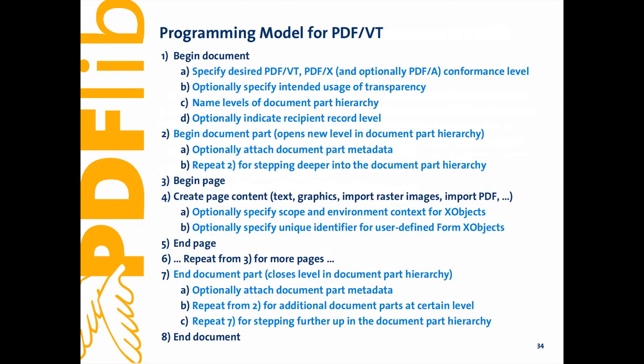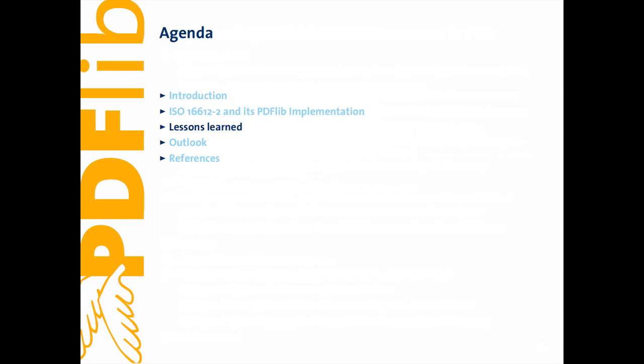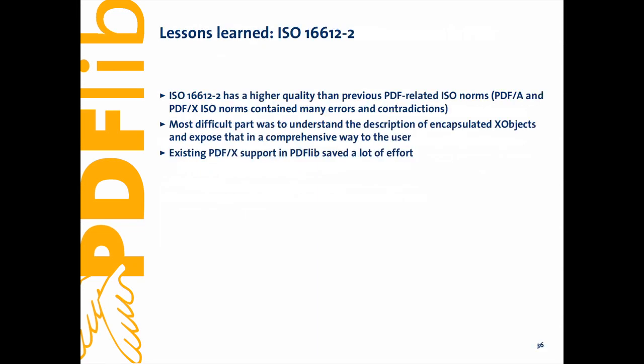Yeah, and finally you must close the document part levels. Obviously you must perform step 7 as many times as you perform step 2. So in the end the document part tree is complete, and then you say end document. So what did we learn during the implementation?